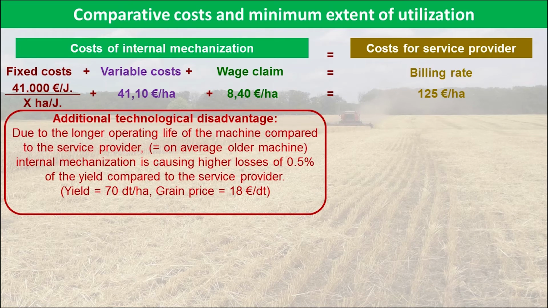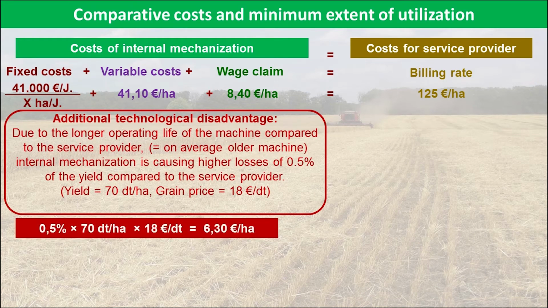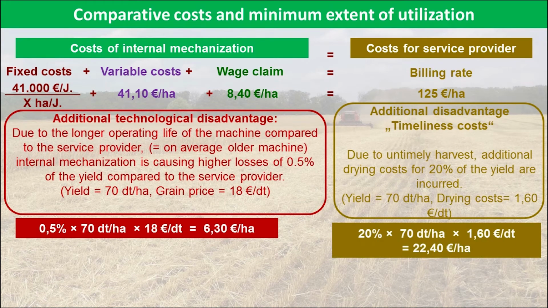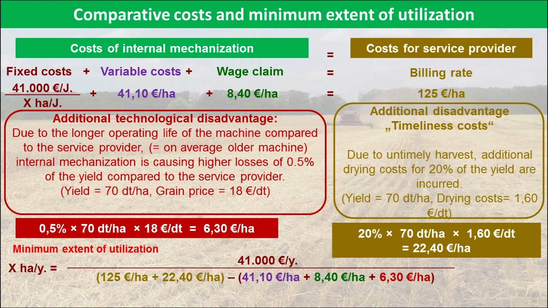Therefore, we have on the one hand, as established, the disadvantage of owned equipment of 6.30 euros per hectare, and on the other hand, the timeliness cost of 22.40 euros per hectare for the service provider. If we insert both values into the formula for the MEU at the points already shown, meaning to add the disadvantage of owned machinery to the variable costs and the timeliness costs of the contractor to his billing rates, we obtain a new MEU of 447.6 hectares per year.